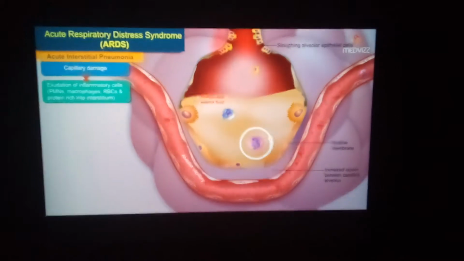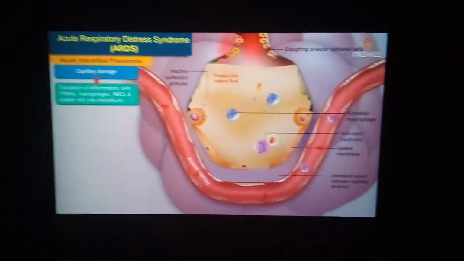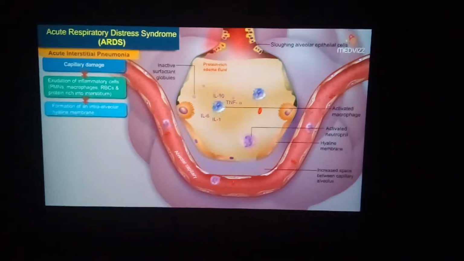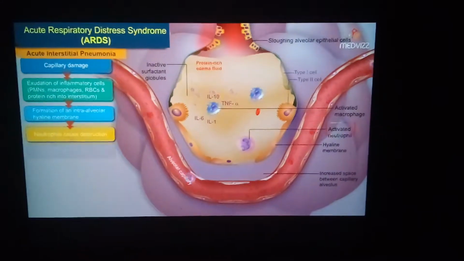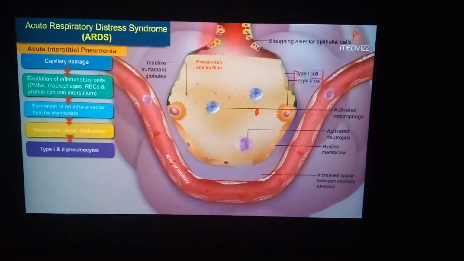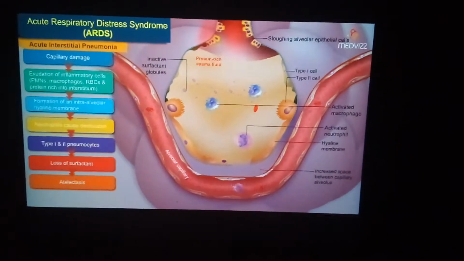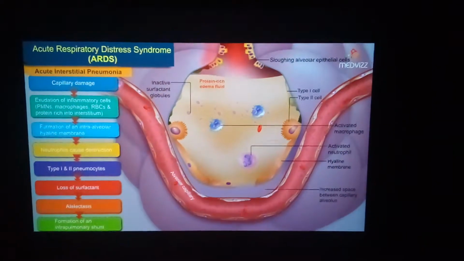Inflammatory cells, polymorphonuclear cells or PMNs, macrophages, RBCs, and protein move into the interstitium. There is formation of an intraalveolar hyaline membrane. Neutrophils cause destruction of type 1 and type 2 pneumocytes, which triggers a loss of surfactant and then leads to atelectasis. This causes the formation of an intrapulmonary shunt, a VQ mismatch with no ventilation.